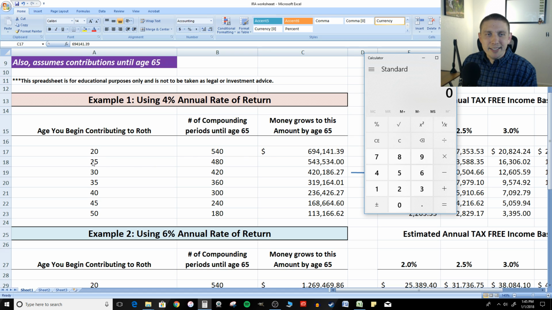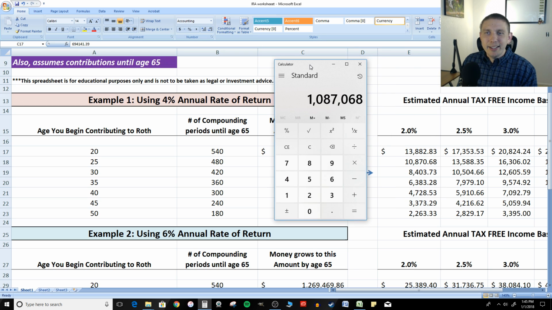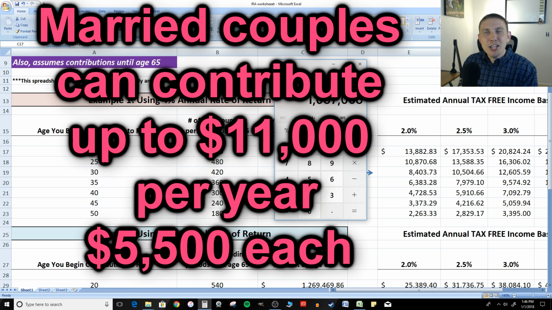So let's take a 25-year-old, right? Let's say you both got married around 25 years old, and you both started putting money in. So what you would do is take this projected amount of $543,000 and multiply that by 2, and you would have 1.87 million. That's basically how the math works out if you had two people doing this, because if you're married, each person, like I said, can contribute $5,500 a year into the Roth IRA. So that's if two people are doing it.